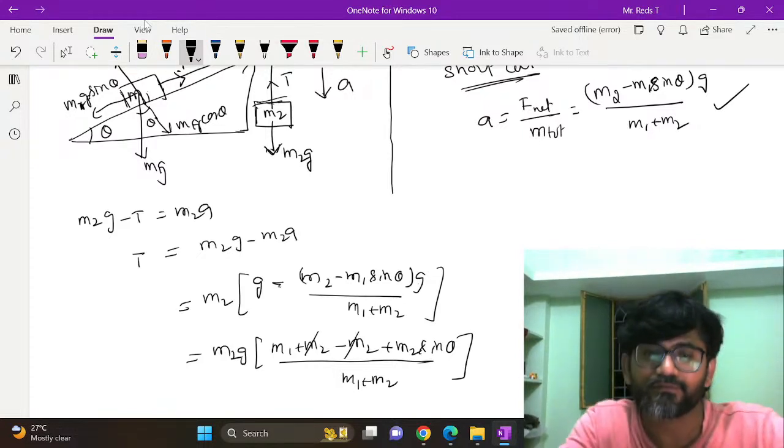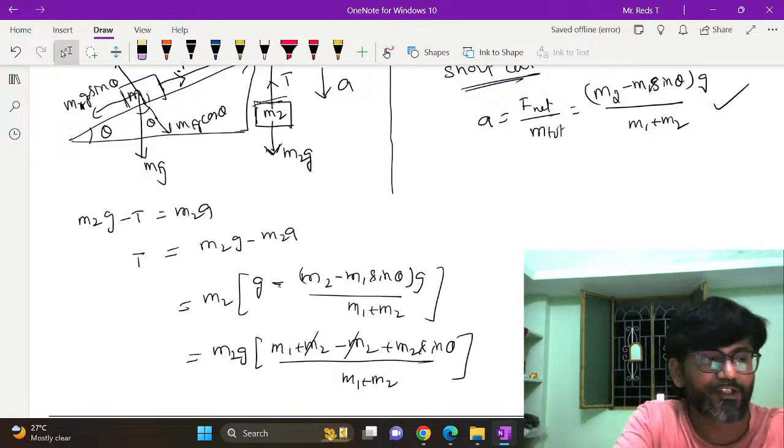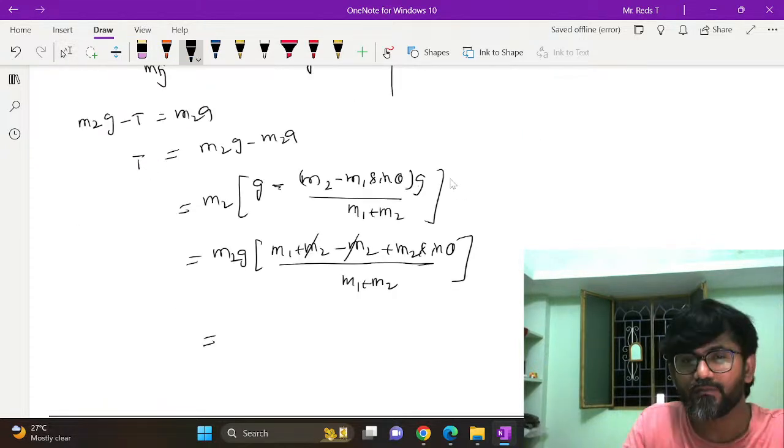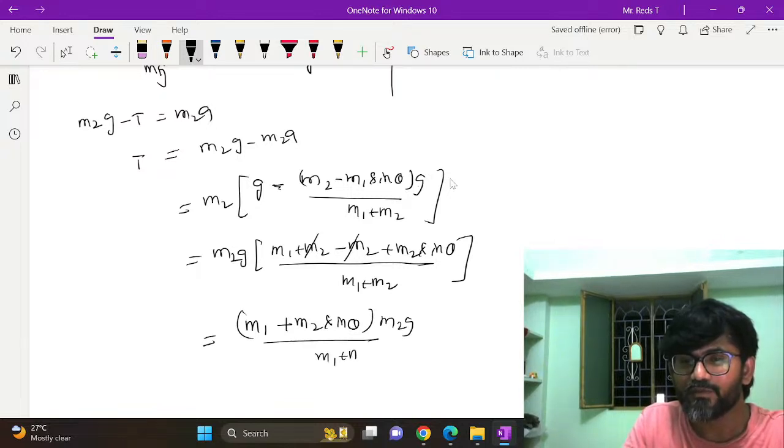So what will be the tension? So you can say this is equal to M1 plus M1 sin theta. If you send this inside, we keep G out, you can write it as M1 plus M1 sin theta into M2G by M1 plus M2.